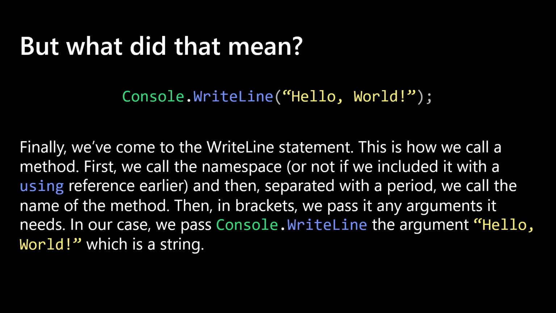And finally, we've come to the WriteLine statement. This is how we call a method. First, we call the namespace, or not if we included it with a using reference earlier. And then, separated with a period, we call the name of the method. Then, in brackets, we pass it any arguments that it needs. In our case, we pass Console.WriteLine the argument "Hello World", which is a string.